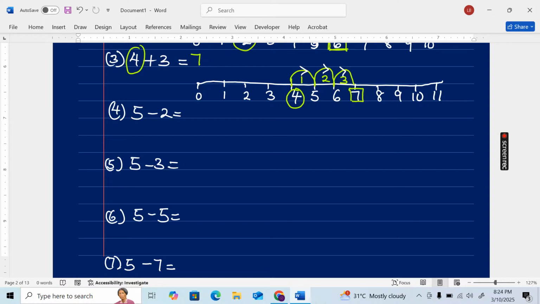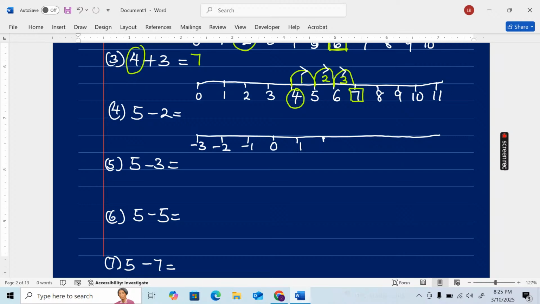All right, so the first one, 5 minus 2. Let's draw the number line. This time we want to count to the left because we will be subtracting. So I just need to include some little negative numbers: -1, -2, -3.